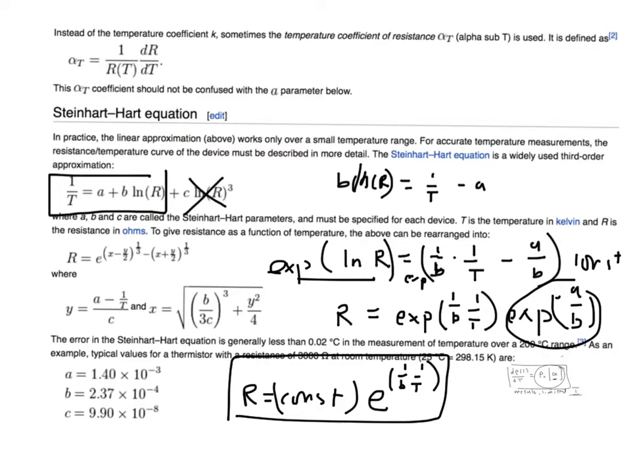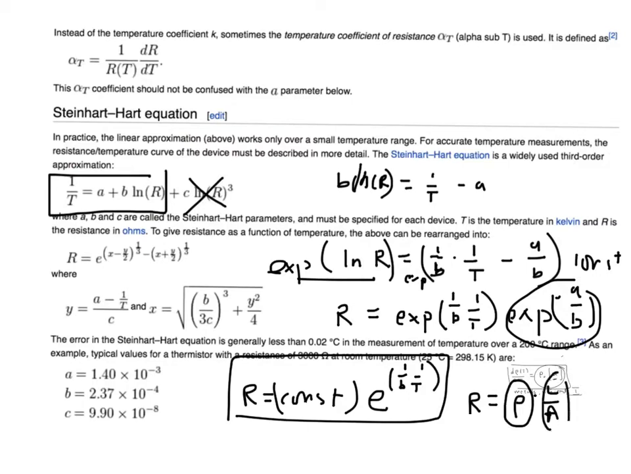This doesn't really give you insight into what's going on with the device. And you recall that R equals rho times L over A. Not the device, but the material. And the material parameter is this one, resistivity. So I could kind of rearrange this.